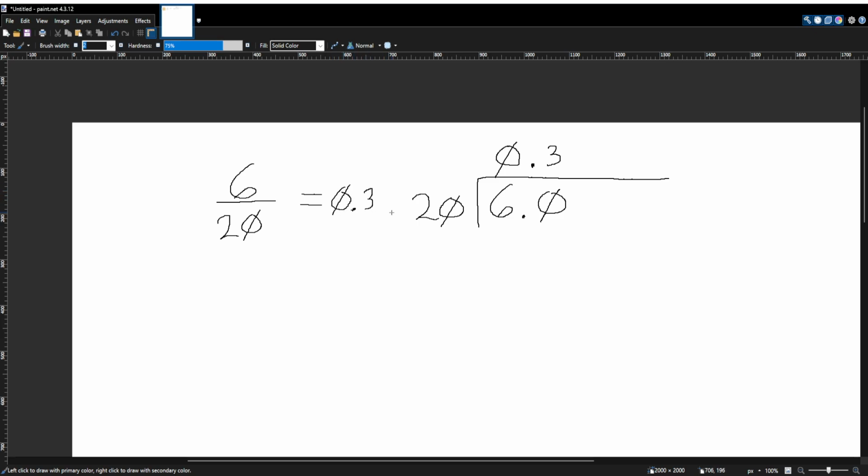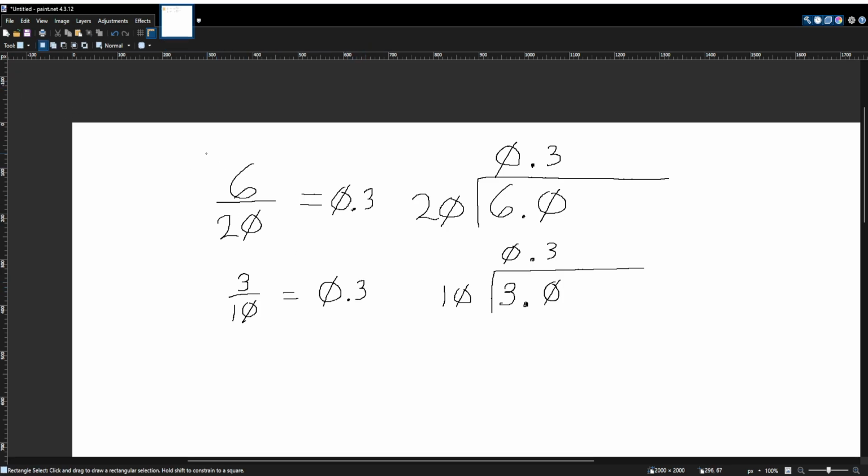Well, we can find other numbers that are 0.3, such as 3/10. 3 divided by 10. 10 doesn't go into 3 any times at all, but if we add our decimal and go over one more, 10 does go into 30, 3 times. And so these two fractions represent the same amount. So how can we go from this top fraction to this bottom fraction?